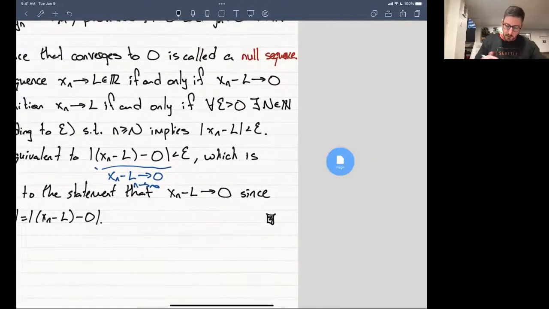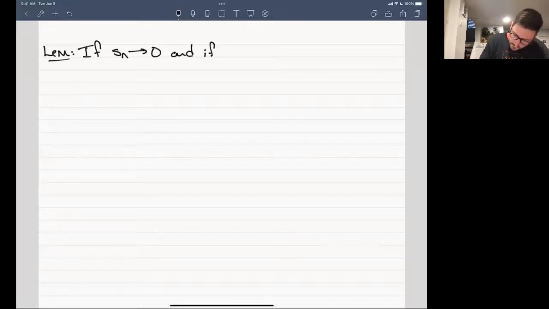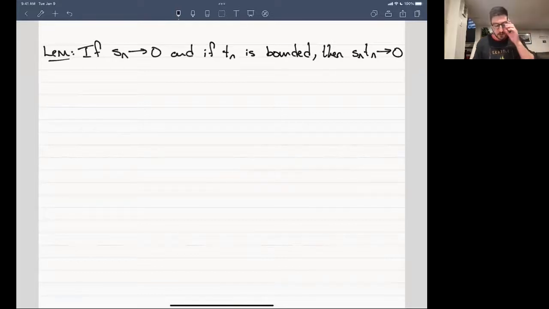All right, let's propose one more small lemma. This one says that if you have a null sequence, so if Sn converges to 0, and if Tn is bounded, doesn't have to converge, could be -1 to the n plus 1 if you wanted, then Sn times Tn goes to 0. So what does this say? It says if you have a null sequence and a sequence that's bounded, then if you multiply them together, the null sequence is going to sink this thing and produce another null sequence.